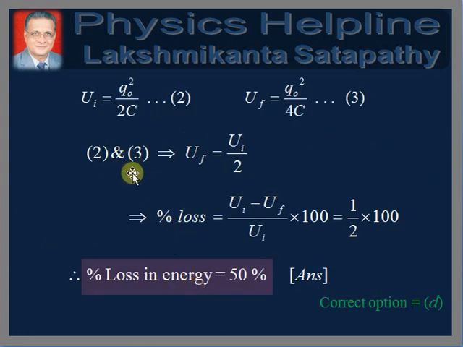From equations 2 and 3, we observe that Uf is equal to Ui divided by 2. So we want to calculate the percentage loss of energy, which will be equal to Ui minus Uf divided by Ui into 100. This factor is equal to 1 by 2 into 100, which will give us 50. Therefore, percentage loss in energy is equal to 50%, which is the answer to question 1. Therefore, the correct option is D.